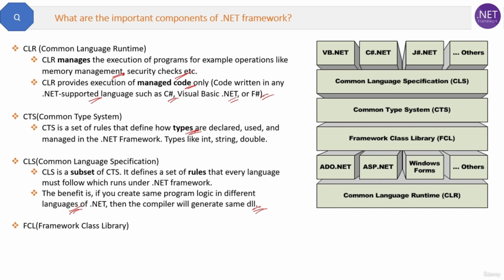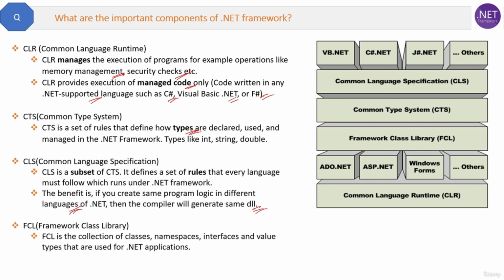Now the next important component of .NET Framework is FCL. FCL stands for Framework Class Libraries. FCL is the collection of classes, namespaces, interfaces, and value types that are used for .NET applications. For example, you create your application and there we use some common classes like string, ArrayList, list classes, right? These are common classes we use in our project. These are nothing but the framework class libraries. We also call them sometimes base class libraries.